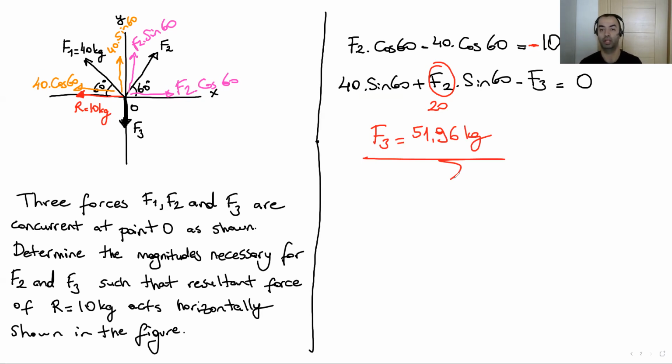Yes, F2 is 20, F3 is 51.96 kilogram. As you can see, the question is really basic, easy. But you have to watch out for all these directions. Be careful with these directions. Keep in mind, we are working on vectorial stuff. We are doing vectorial calculation. That's why we have to consider directions. If you don't do that, you're going to get the wrong solution. Okay, any questions so far?